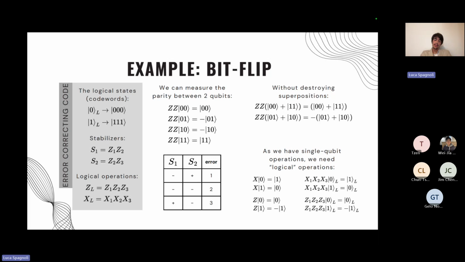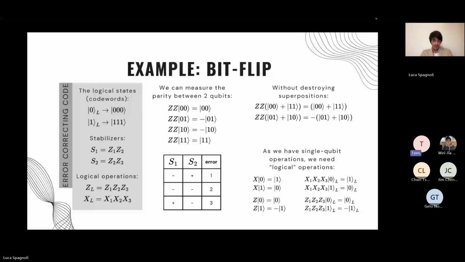So we define a set of logical states that we want to protect. We define a set of stabilizers, which are the symmetries of the system that protects our code words. And then we define the logical operations that help us to manipulate those logical states. Here I conclude my introduction to quantum error correction. So if you have questions, please ask.